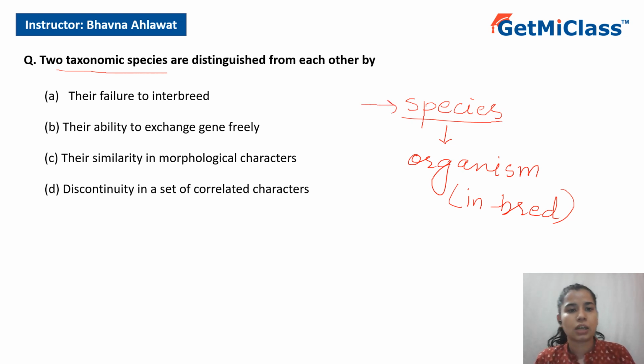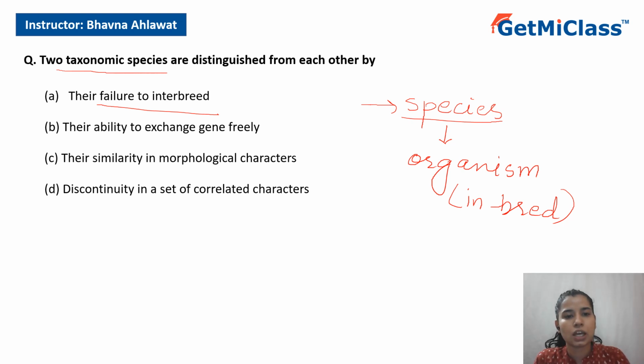So let's take a look at all the options and which one is the most appropriate. Option A says their failure to interbreed. Species are distinguished from each other on the basis of their failure to interbreed. They are not able to interbreed among themselves.